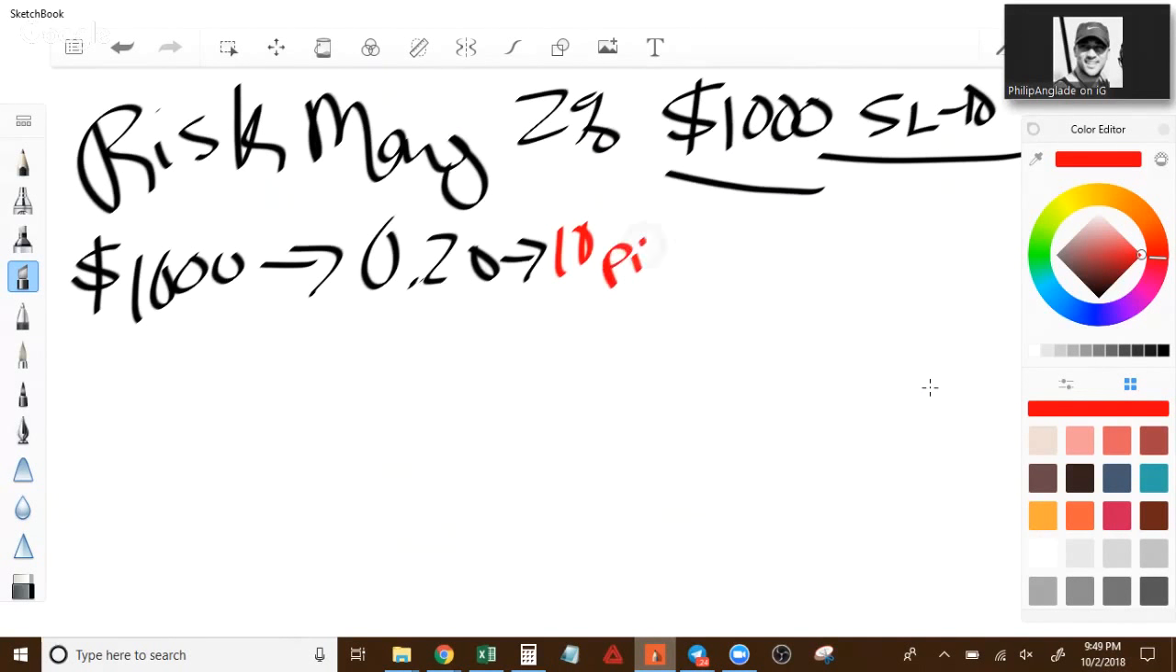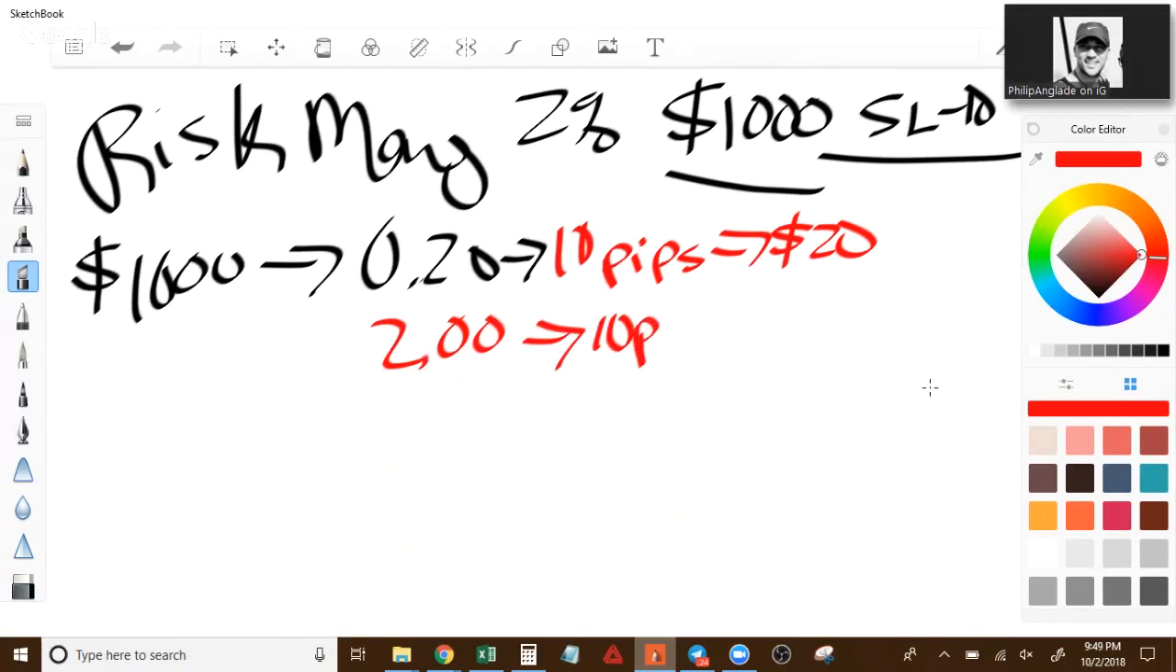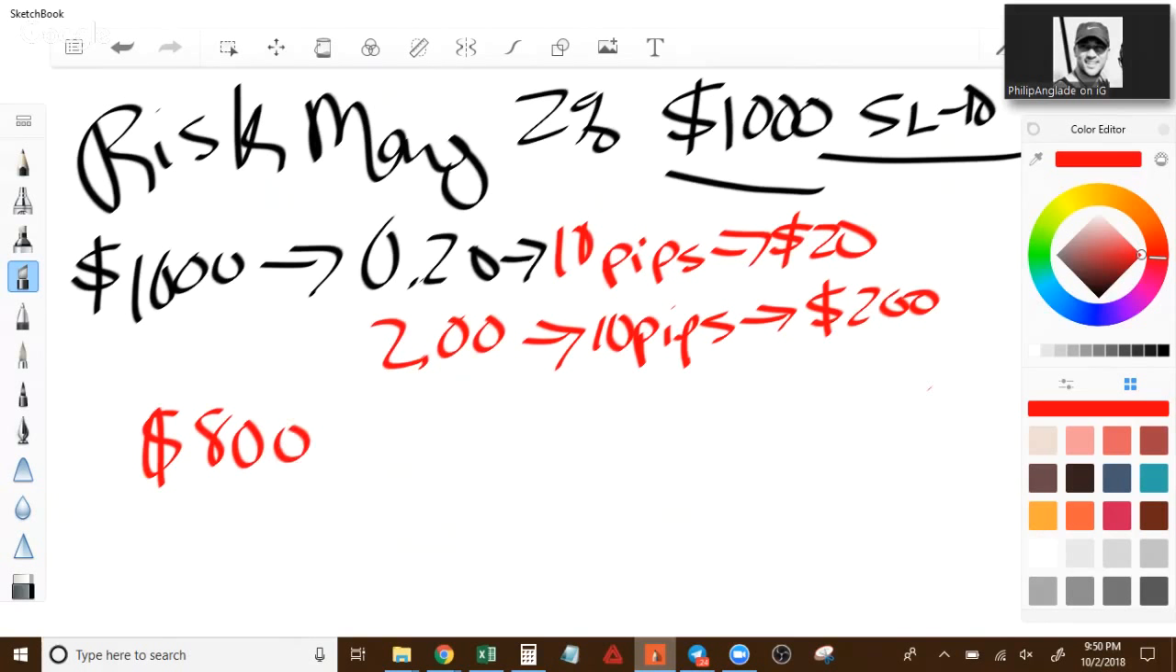So 10 pips, you're only losing $20. Now let's say that you're in a higher lot size, like a 2 lot size, and you went the same 10 pips, well, you'd be losing $200. Now you have $800 in your account. And you know how much work you're going to have to do to get it back to $1,000? A lot.